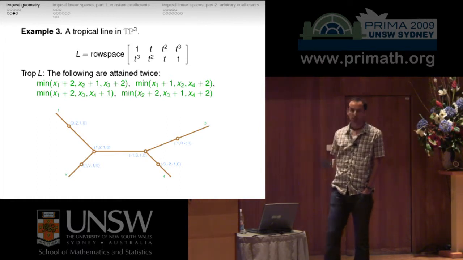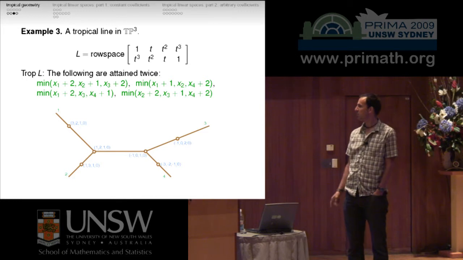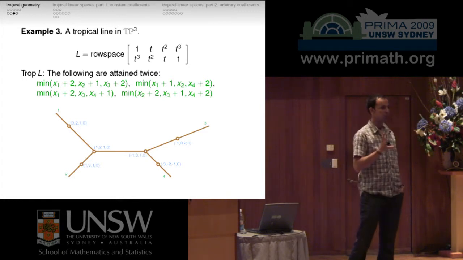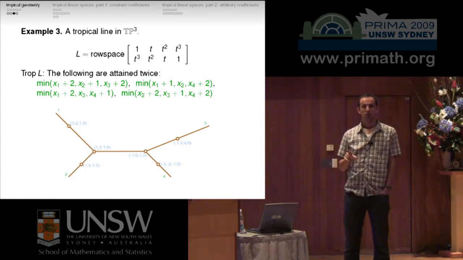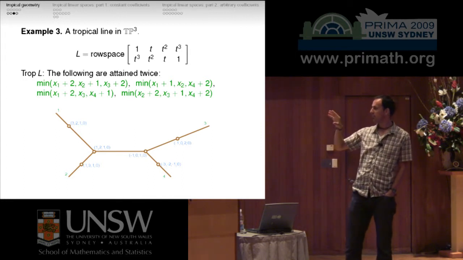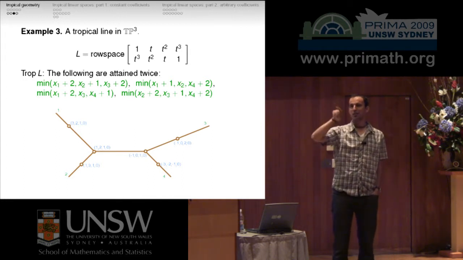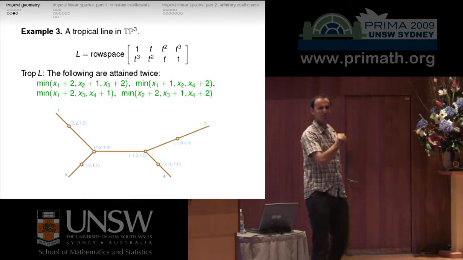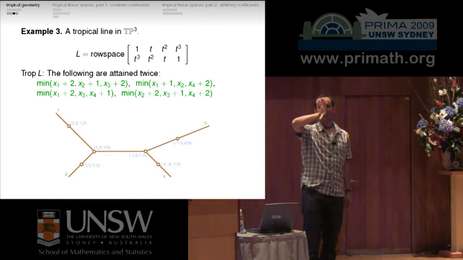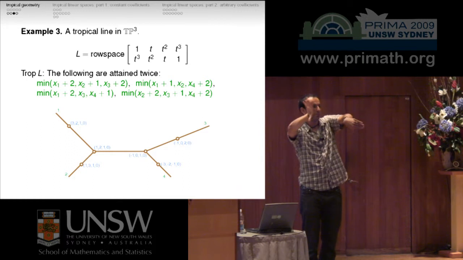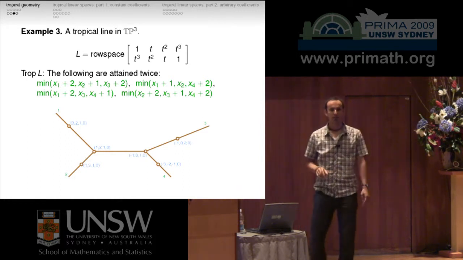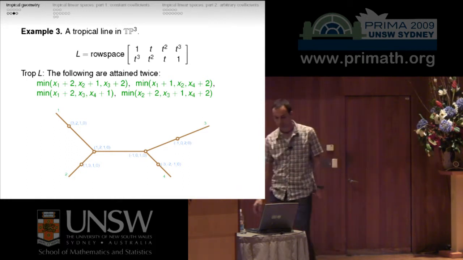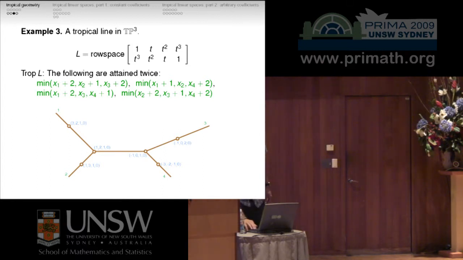So anyway, that's what a tropical line looks like, and you should be seeing this. It's actually important that you see this as a 3-dimensional picture, where there's 4 directions, and directions 1 and 2 go kind of this way, and the 3 and 4 directions go like this. I don't know if this is making any sense. It's really a 3-dimensional picture, and that's important. You'll see in a second why it's important.